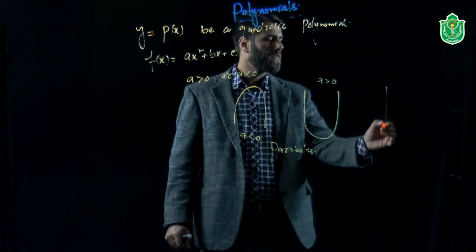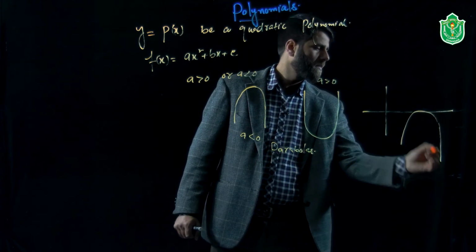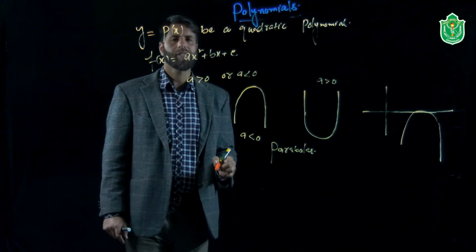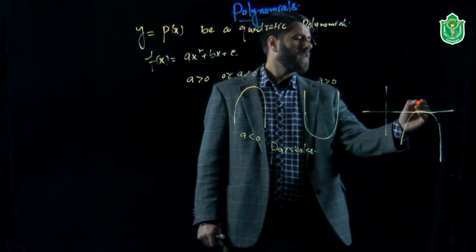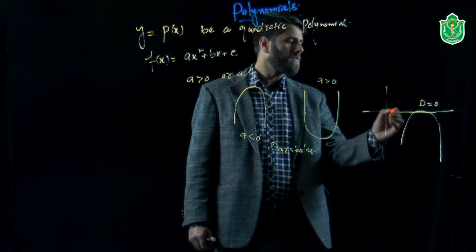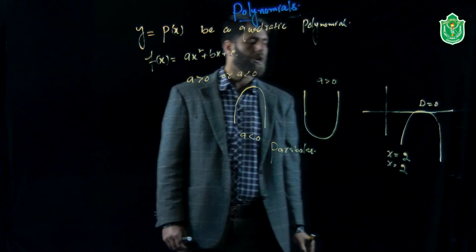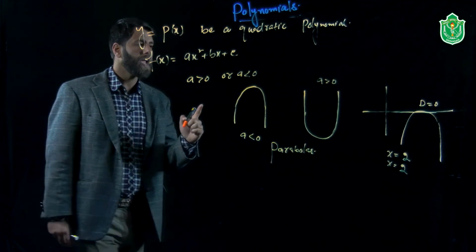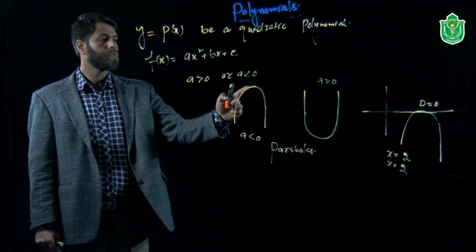If we have a graph like this, it seems that this parabola intersects the x-axis exactly at 1 point. But the condition is there, D is equal to 0. D is called the discriminant. The roots will be equal, or it will be like this, x is equal to 2 or x is equal to 2. The roots of this polynomial will be equal. So it will intersect the x-axis exactly at 1 point. But the condition is this, discriminant must be equal to 0.